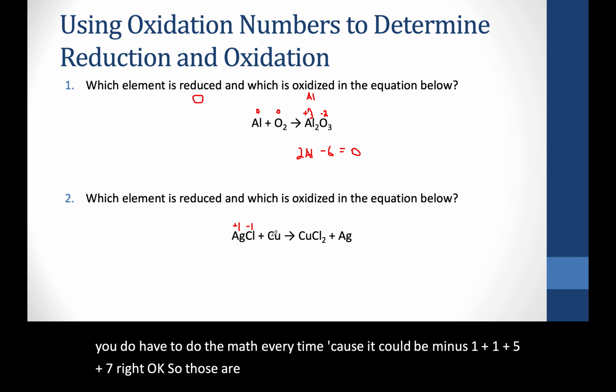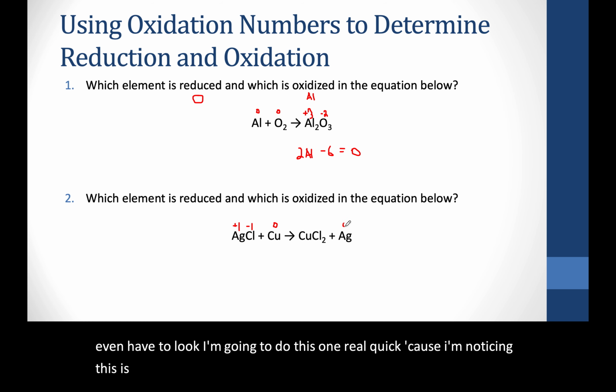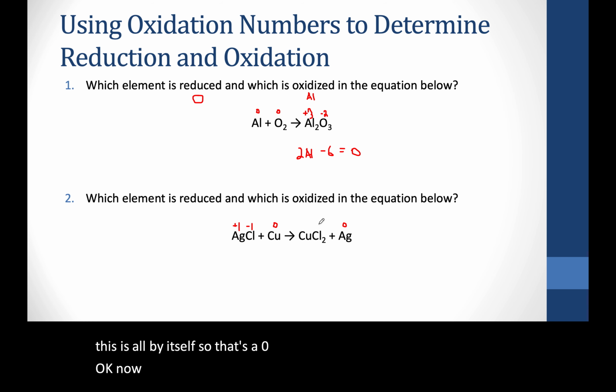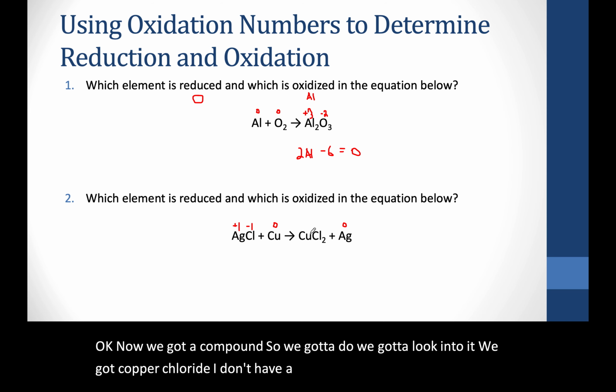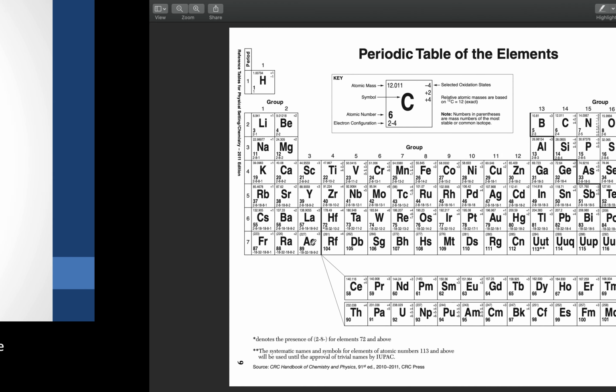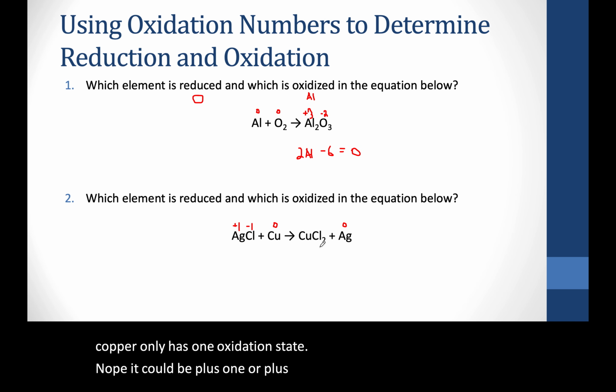Copper, all by itself, it's got to be 0. Don't even have to look. And I'm just going to do this one real quick because I'm noticing this is all by itself, so that's a 0. Now we got a compound, so we got to look into it. All right, we got copper chloride. Oof, I don't have a rule for either of these. Let's see if copper only has one oxidation state. Nope, it could be +1 or +2. That's going to make this a little bit tricky here.